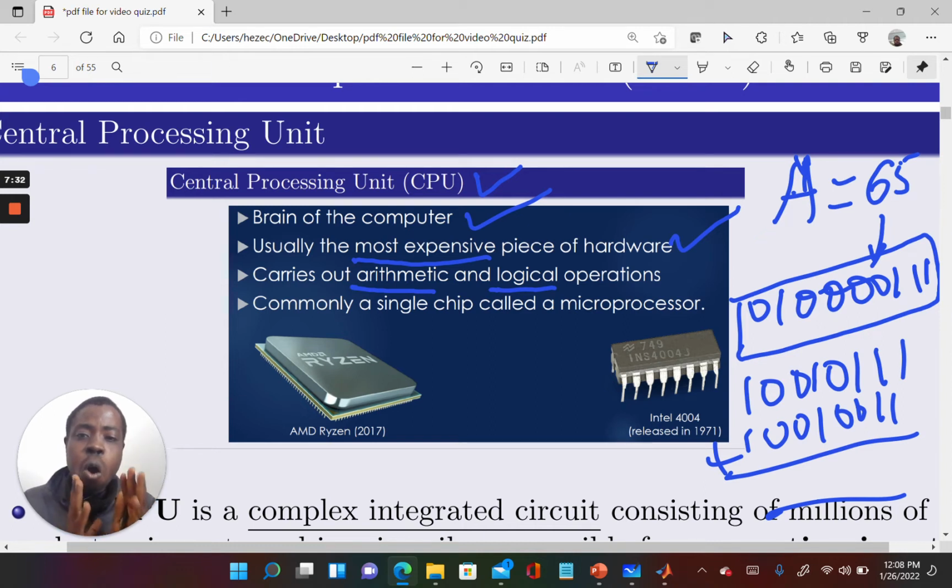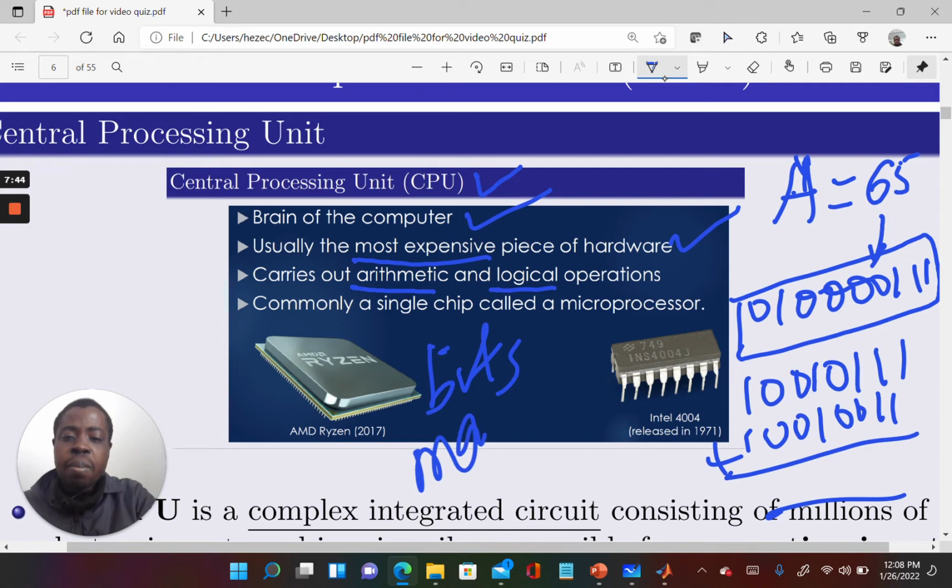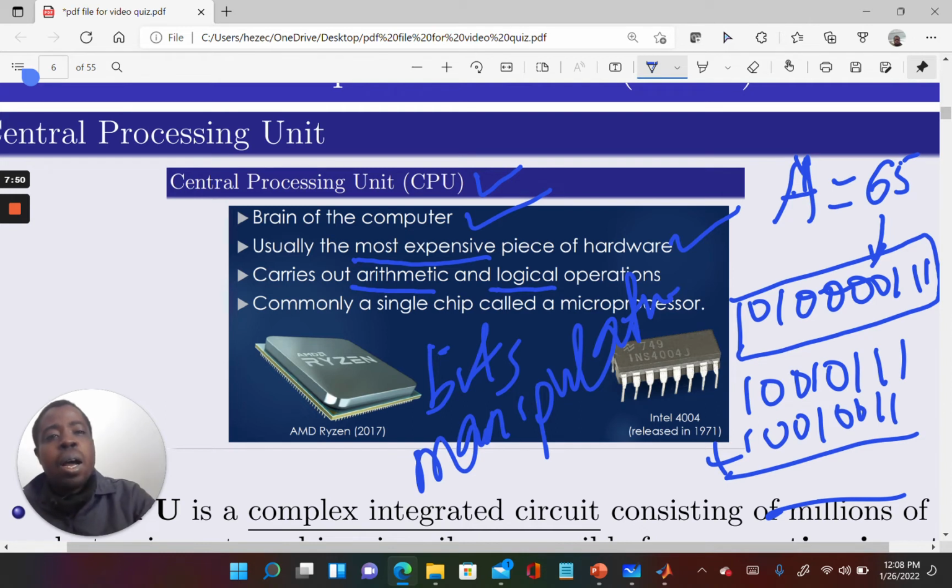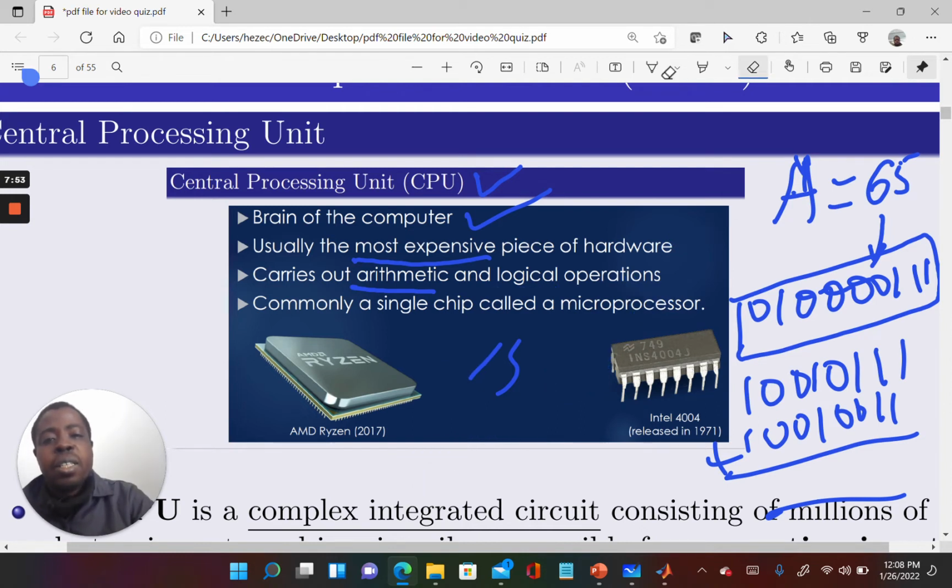The CPU works by carrying out arithmetic operations involving bit manipulation. Okay, all right, so let me clean that. So once again, it carries out what? Arithmetic and logical operations.